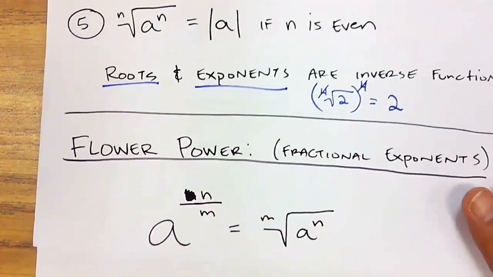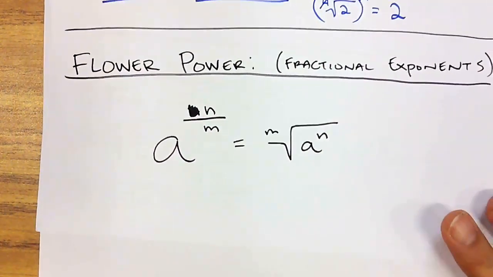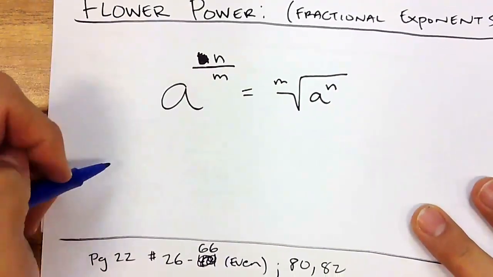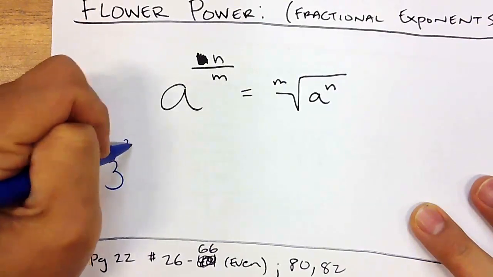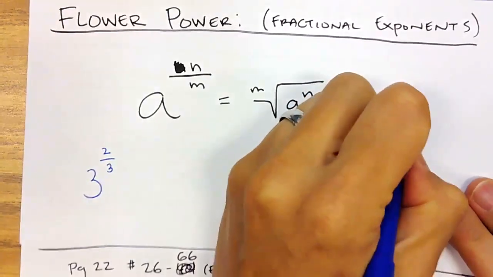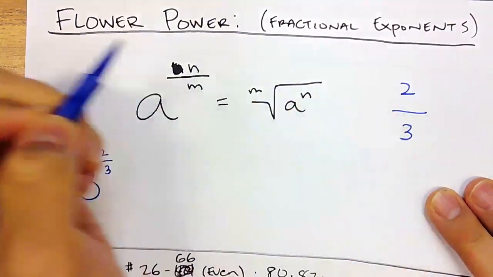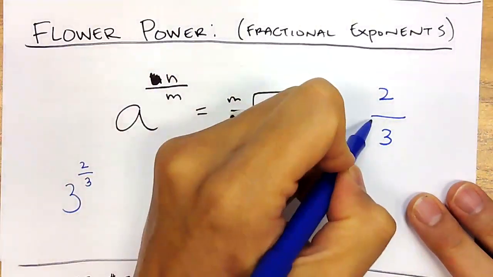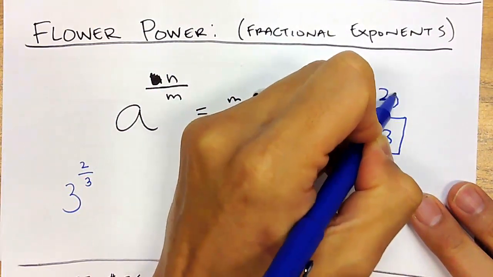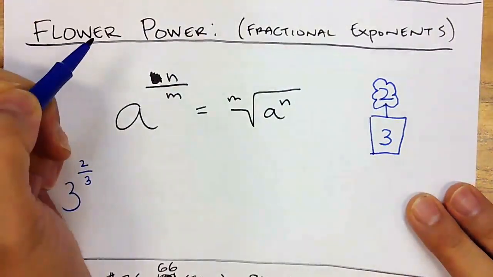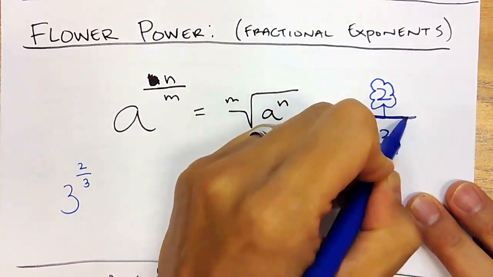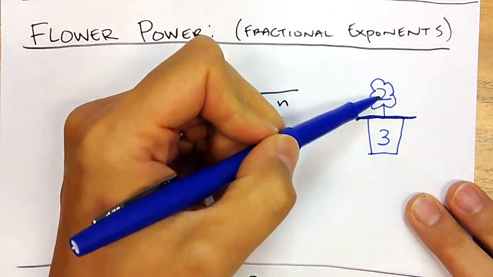Okay. And then flower power are fractional exponents. So if we have a fractional exponent, let's say we have 3 to the 2/3 power, okay? You can think of 2/3 as a flower in a pot, okay? The 2 is the flower, and then the 3 is the pot, right? And this is my fraction bar, the top of the pot.